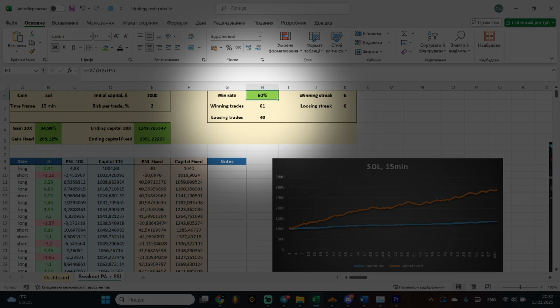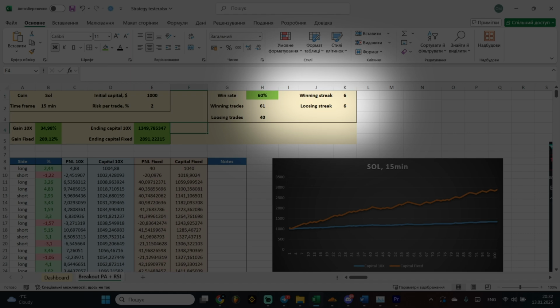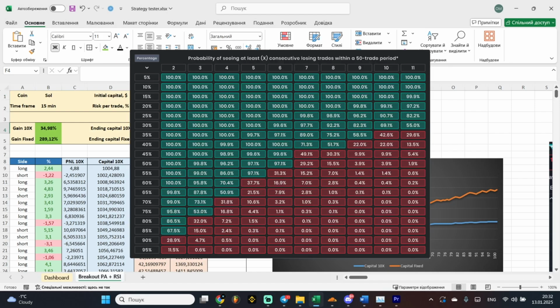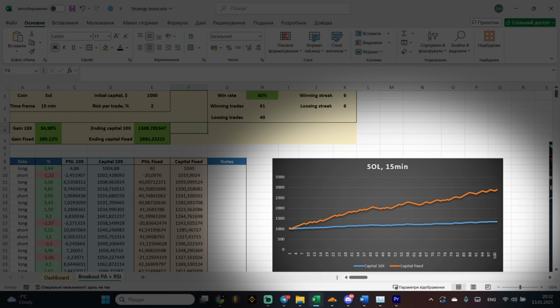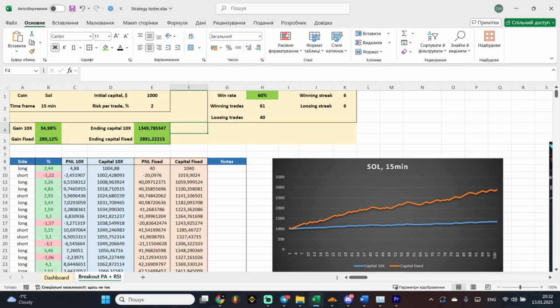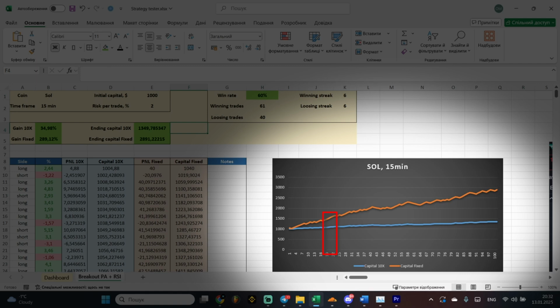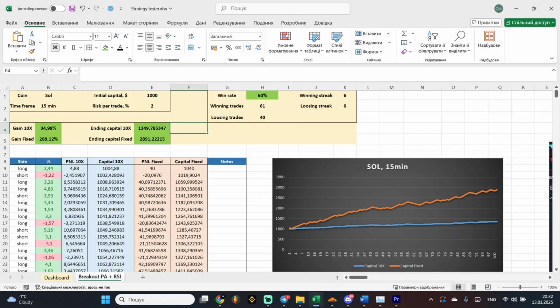The win rate for this strategy is 60%, which is also pretty good considering that we were trading with 2-to-1 risk-to-reward ratio. Losing streak is 6 trades in a row, as well as winning streak. That statistically has around 38% to occur within 50 trades with 60% win rate. Biggest drawdown, as you can see on a chart, was between positions 59 and 64 and was $121, which is realistically not a lot thanks to our risk management, while biggest push was 18 and 25 and was $218. Both these occurred within 6 consecutive positions.